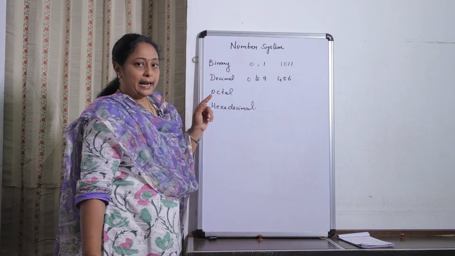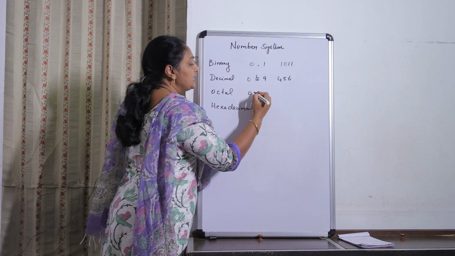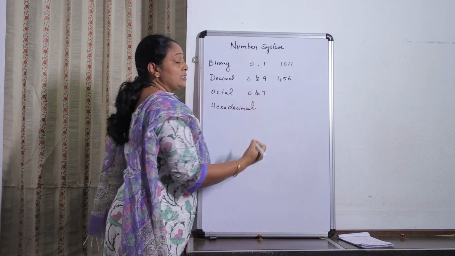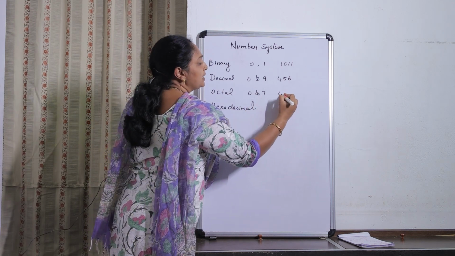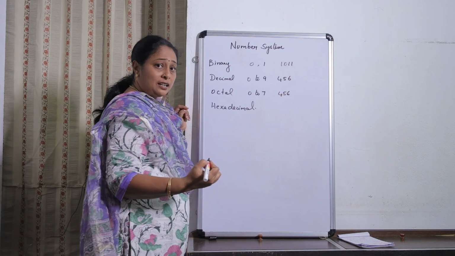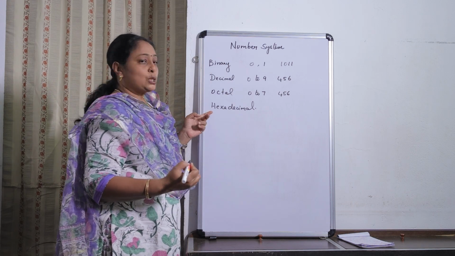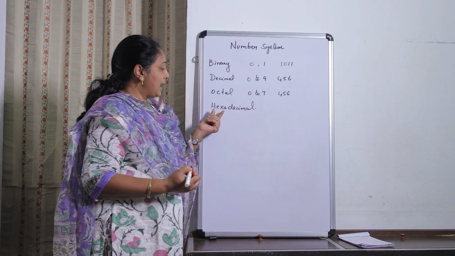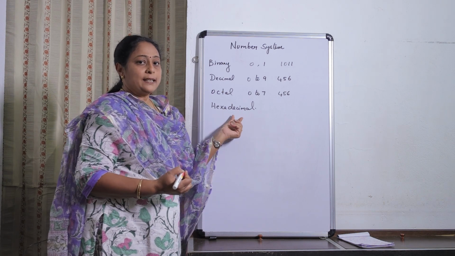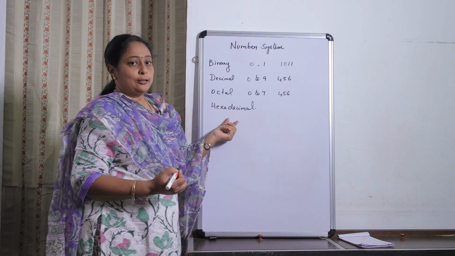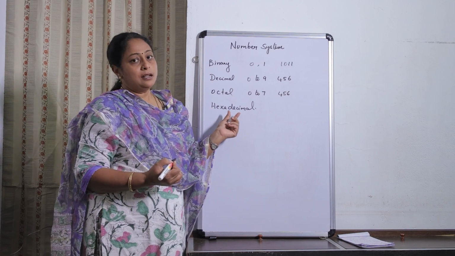Next one is octal. Octal stands for 8. So here I can use the digits 0 to 7. 0 to 7 I can use to write one octal number. Similarly, this 456 can be an octal number also. Next one is hexadecimal. Hexa stands for 6. Decimal stands for 10. So 6 plus 10, 16 digits I can use to write one hexadecimal number.